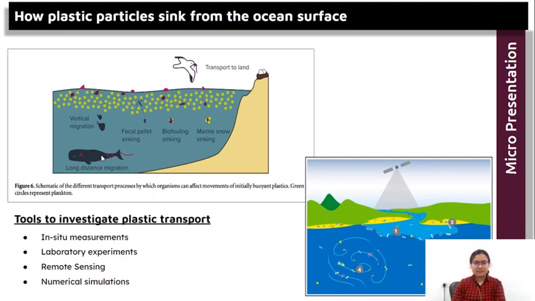So how to investigate the plastic transport in the ocean? We can do different in situ measurements by going to the sea. Also we can take sediments from the ocean and do laboratory experiments to find what percent of microplastics are there in the sediment of that region. We can also use thermal remote sensing, radar active microwave and passive microwave remote sensing to get information about those portions of the sea which are impossible to measure by in situ measurements. And we can also use numerical simulation methods to know about the plastic transport in the ocean.